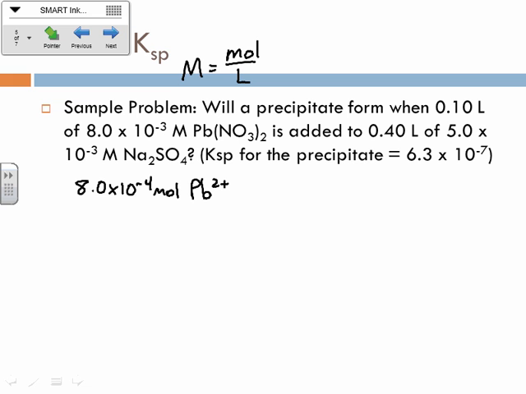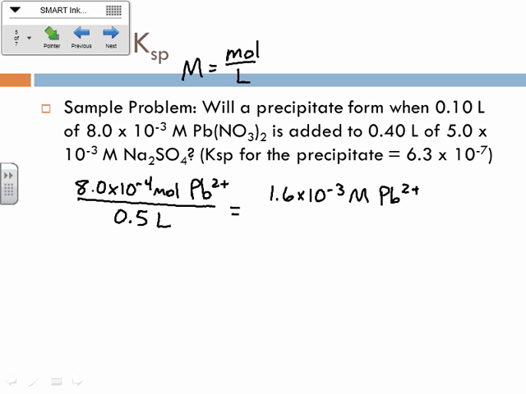Alright, so then we've got moles of Pb2+, and in order to find the concentration of the Pb2+, we need to divide that by the total liters of solution. So how many total liters of solution do we have now? We have 0.5, right? So, let's see if I can do this in my head. 16 times 10 to the negative fourth. Is that right? I think that's right. I'm really working on my mental math here. Yeah, that's right.